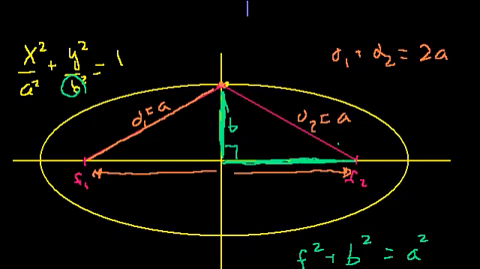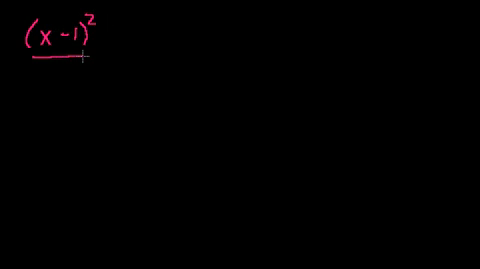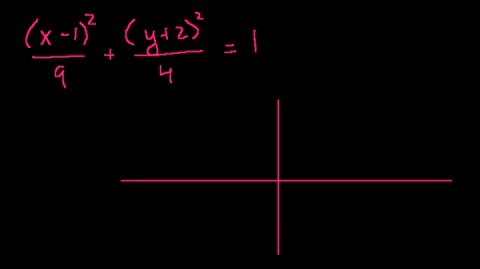Now let's see if we can use that to apply it to some real problems where they might ask you, hey, find the focal length or find the coordinates of the focuses. So let's say I had the equation (x minus 1) squared over 9 plus (y plus 2) squared over 4 is equal to 1. So let's just graph this first of all. This could be interesting. So I'll draw the axes. That's the x-axis. This is the y-axis. And we immediately see what's the center of this. The center is going to be at the point 1, negative 2.